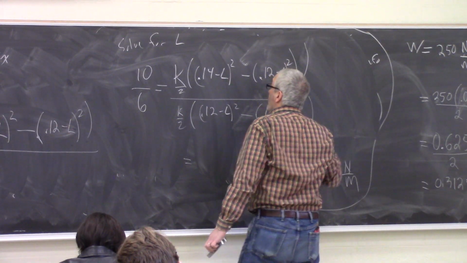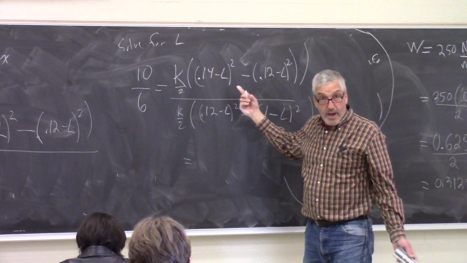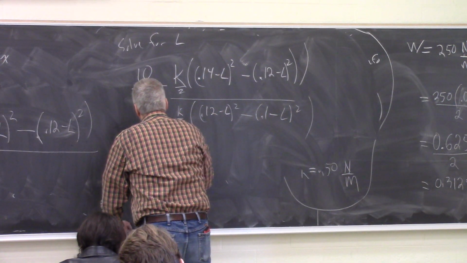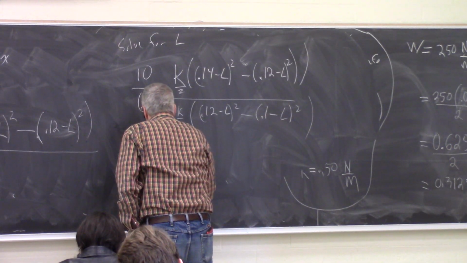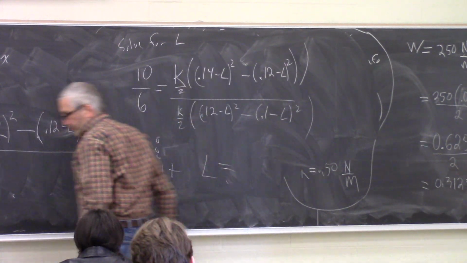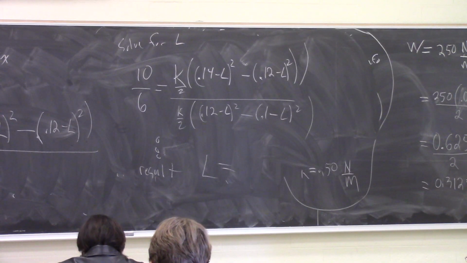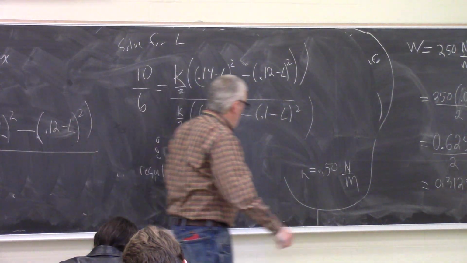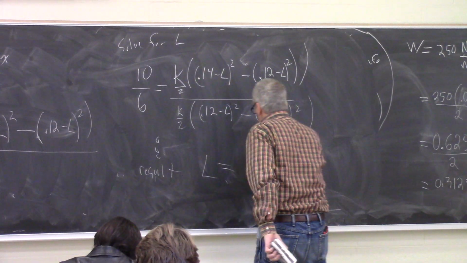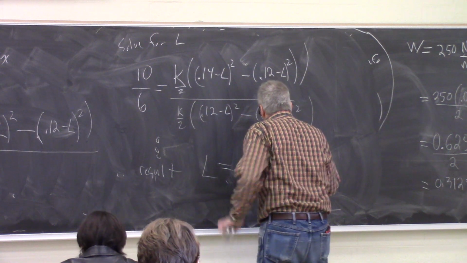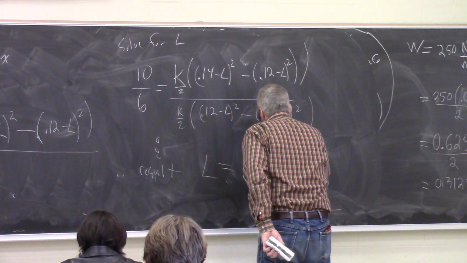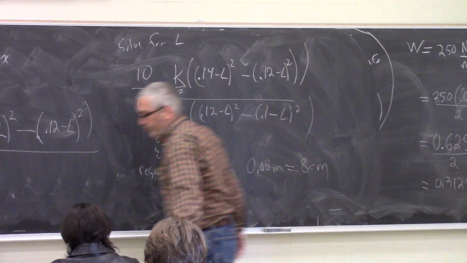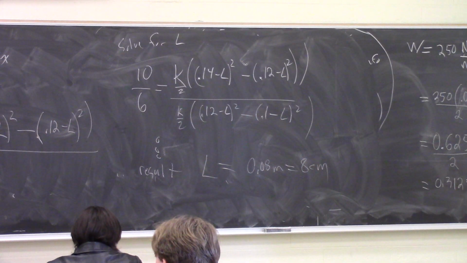It looks terrible, but if you actually do the arithmetic, it's not so bad. You end up getting a value for L. The natural length of the spring is, drum roll, 8 centimeters. So 0.08 meters. So it's a very cool problem. It's one that's not assigned, but I just think it's really beautiful.